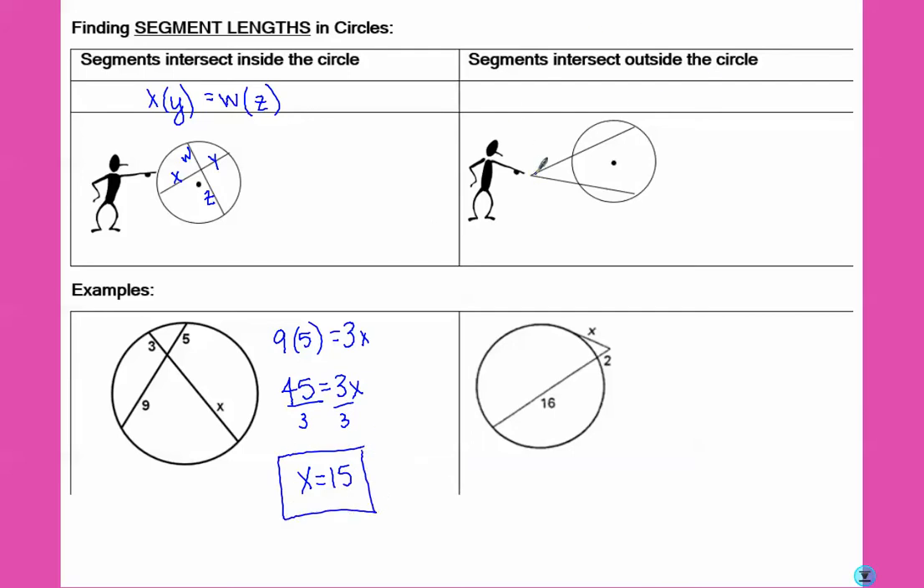If they intersect outside the circle, it is the outside times the entire segment is equal to the outside times the entire segment of the other piece. So, if this is x outside and y inside, w outside and z inside, it would be x times x plus y, because that's how long the entire thing is, equals w times w plus z to find the entire thing.